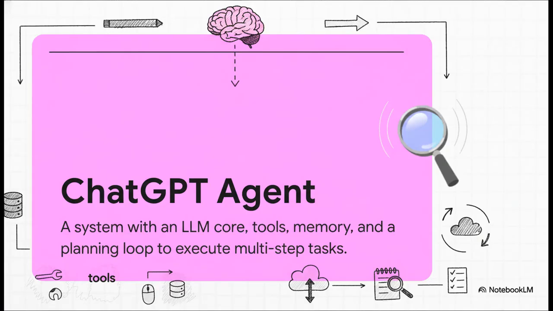Here's the most important thing to get. A ChatGPT agent isn't just a large language model. It's an entire system. You've got the brain, which is the LLM, but it also has hands in the form of tools, a memory so it can learn, and a strategy to plan out its actions. That whole package is what lets it tackle really complex tasks all by itself.